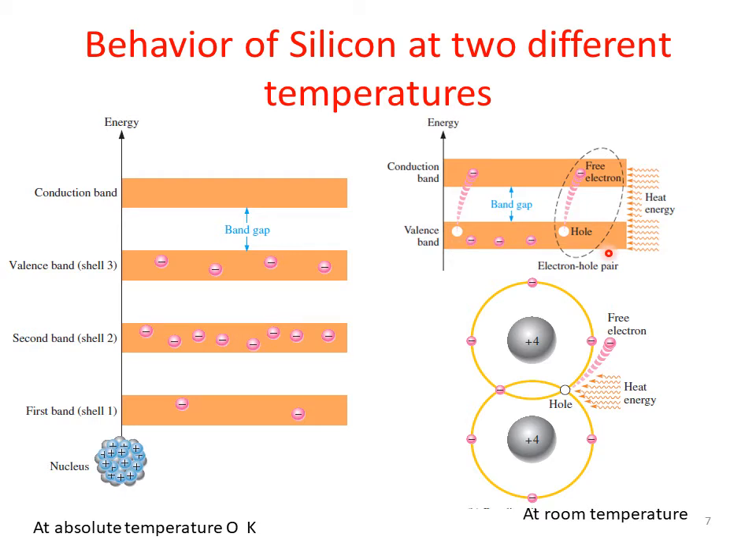Now there are a few definitions which are related to the behavior of silicon at room temperature. The first definition is the electron hole pair.